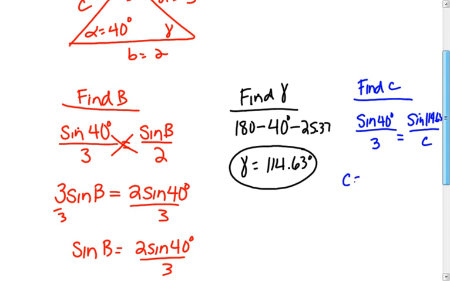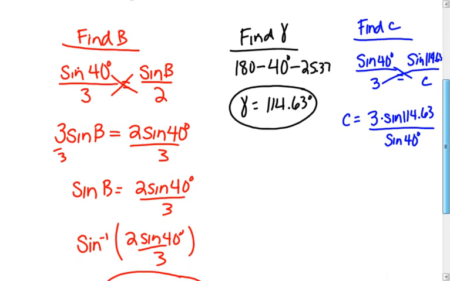So to find side C, I will cross multiply, and I will have 3 times the sine of 114.63 divided by sine 40, okay? I'm not missing an angle, so you can type this into your calculator just like you see it: 3 times sine 114.63 divided by sine 40. And side C then will come out to be 4.24. Okay, so there's your first set of answers.